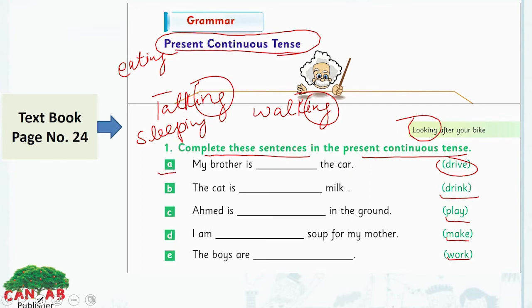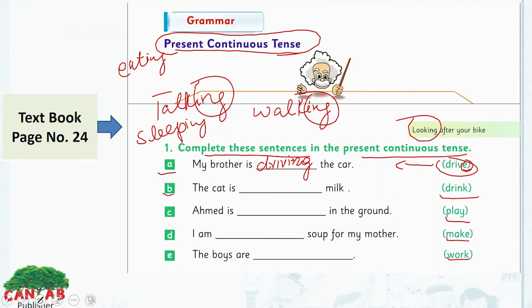The first one here, my brother is drive the car. So we have the drive here, the verb first form. So what will we do? Yes, we will change it into present continuous tense, driving. What have we done? We have removed that E from drive and added ing, driving. The action is still going on. My brother is still driving the car here.